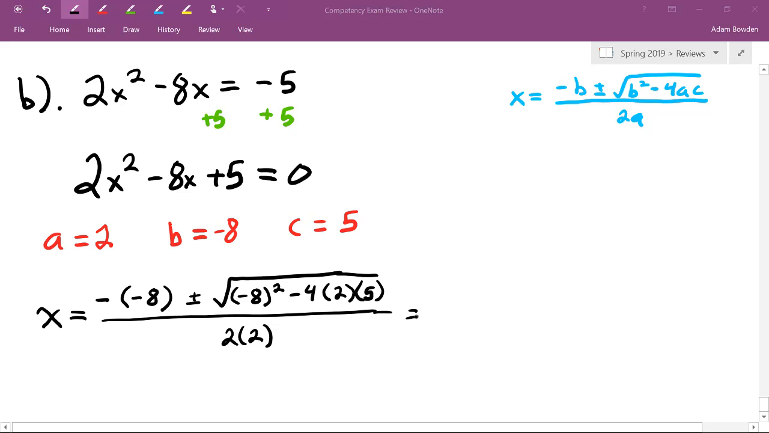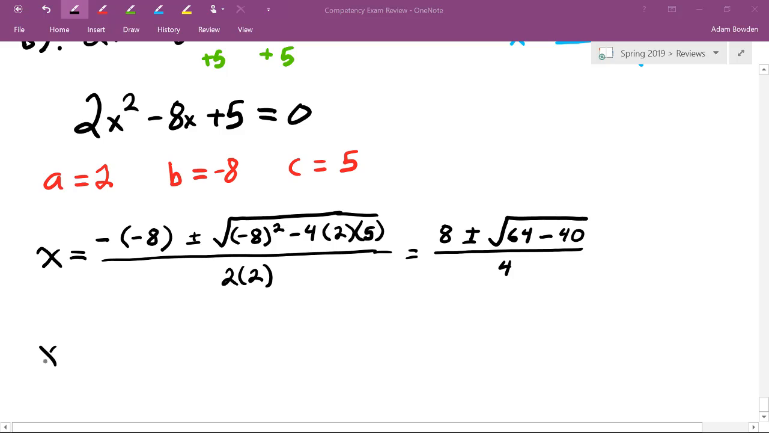Now we have to work out the numbers. We're going to get a positive 8 plus or minus the square root. Negative 8 squared would be positive 64 minus, multiplying the numbers together, we would get 40 all over 4.